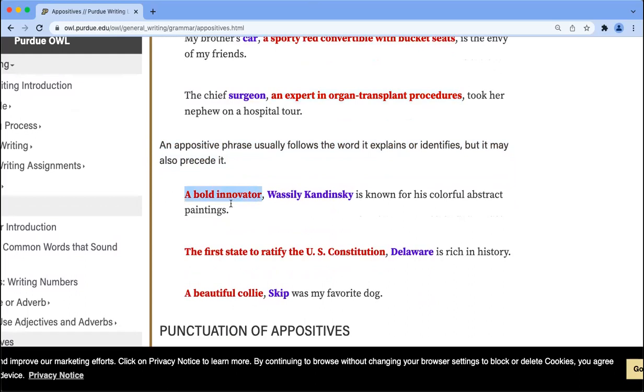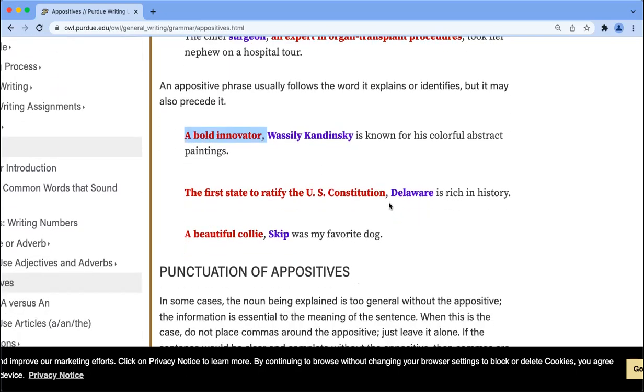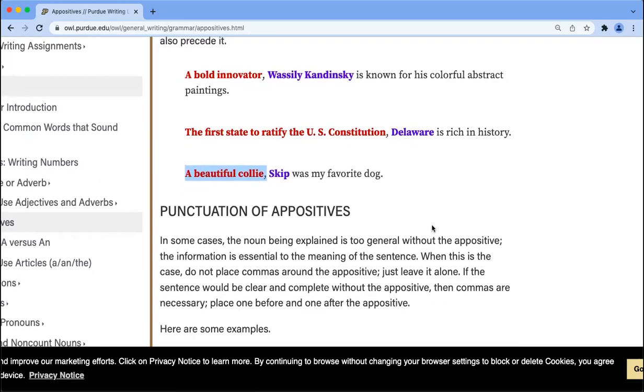Sometimes it appears before. If I say a bold innovator, and then I explain which bold innovator, Vasily Kandinsky, then this is an appositive appearing at the beginning of a sentence before the noun. In this case, I only need one comma after. I can also say the first state to ratify the US Constitution. I have a comma after, and then I say Delaware. So this is an appositive defining Delaware. If I say beautiful collie, and then I say Skip as a subject, then the beautiful collie would be an appositive. It is very important to have the correct punctuation of the appositive.